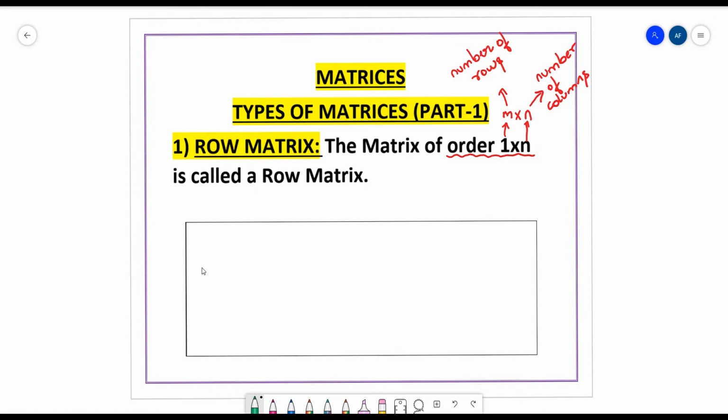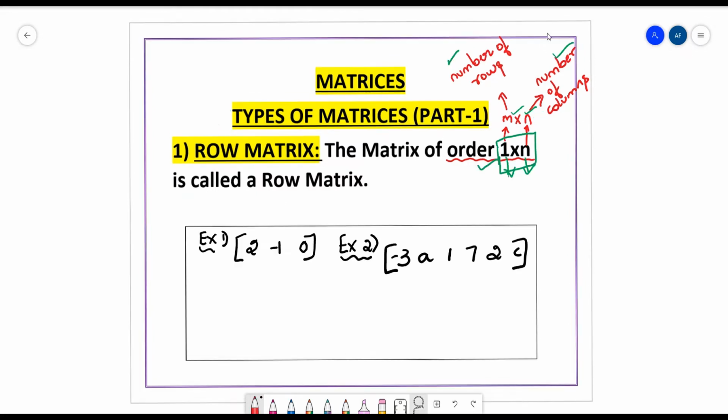So order of matrix we usually represent as m cross n, where m indicates the number of rows and n indicates the number of columns. But in this particular case, we have 1 cross n. The meaning of this is we have one row and number of columns can be n. So as the name itself says, row matrix means we have only one row, so it is a row matrix.